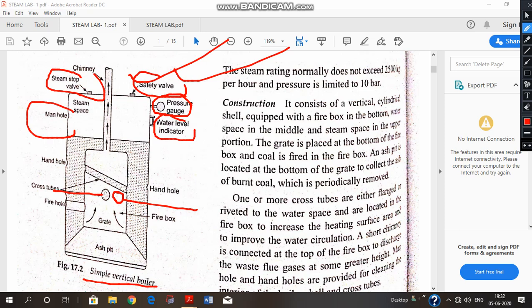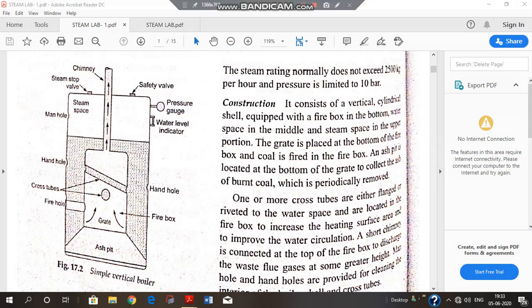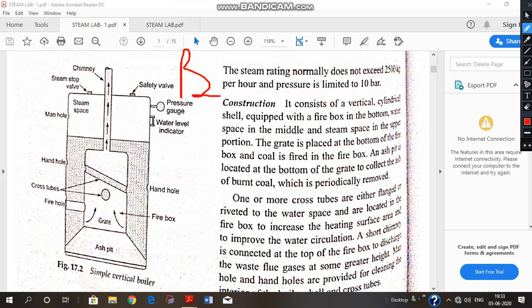in any boiler for the safe and proper use of the boiler. Please note that these things are not going to increase the efficiency of the boiler. These are required for the proper functioning and safety of the boiler. Proper functioning and safety, I am going to write it here, and safety of the boiler. That is why these things are called boiler mountings. Boiler mountings, I am going to write it separately.